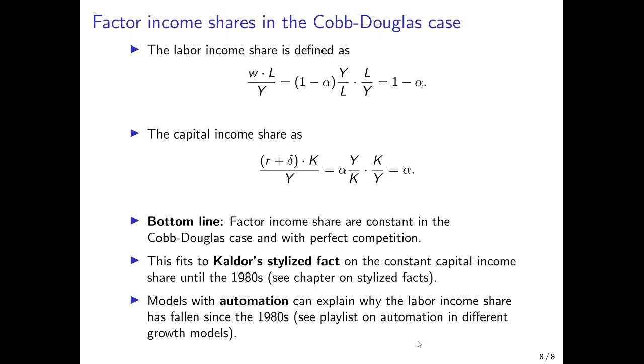And economists have tried to make sense of that and explain it, and there are many possible explanations. One possible explanation is automation, and automation can explain why the labor income share has decreased, because robots are rather good substitutes for workers, but by themselves they are capital. So the income that they earn goes to the capital owners while they compete on the labor market with the workers. So automation is one explanation for the decrease in the labor income share, and you can see this in the playlist on automation in different growth models, for example.